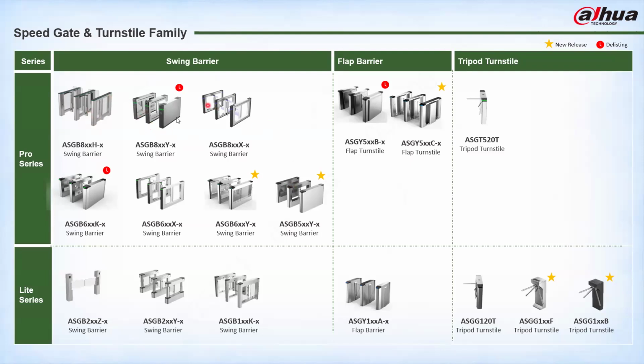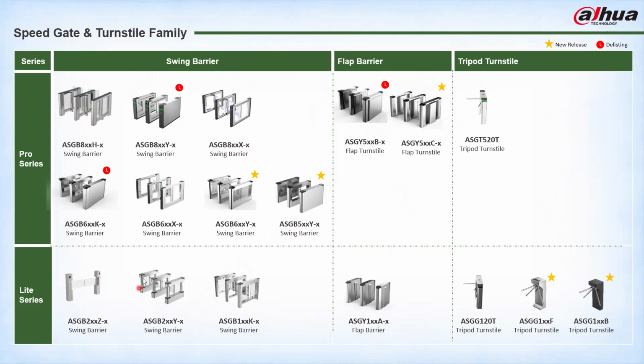which are provided here. For example, ASG B8. Then we have ASG B6 with some other variables at the end. These other variables give them some other meaningful functions for these products. Then in the Pro series of the flap barriers, we have these two products, but one is delisted. This is the new product that has been released to replace the old one. Then for the gates, we have the tripod turnstile ASG T520T.